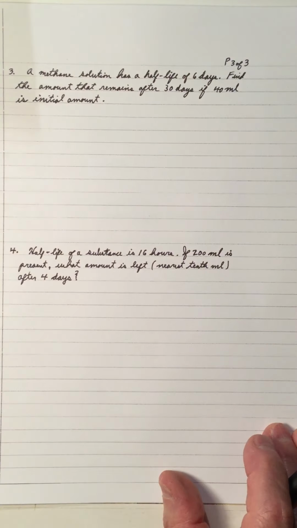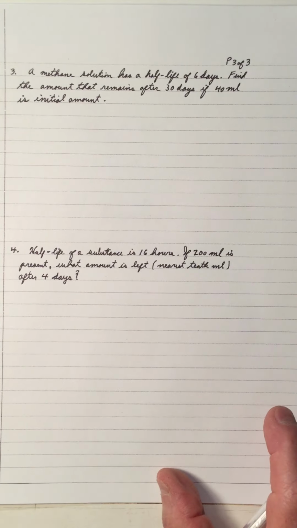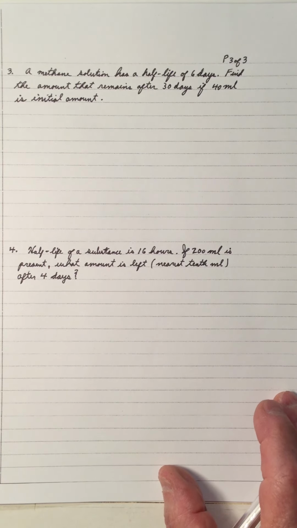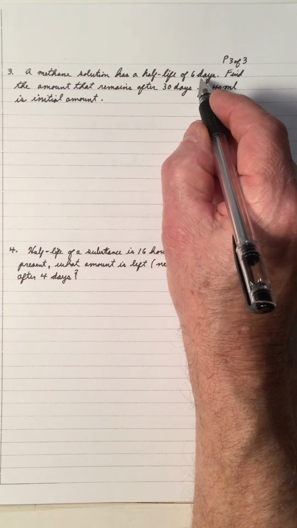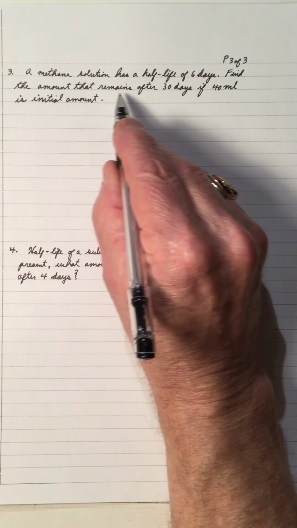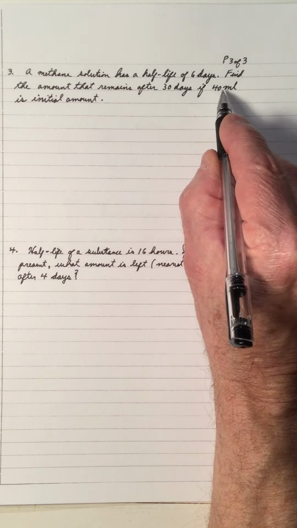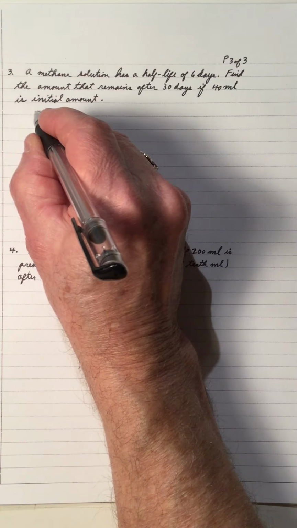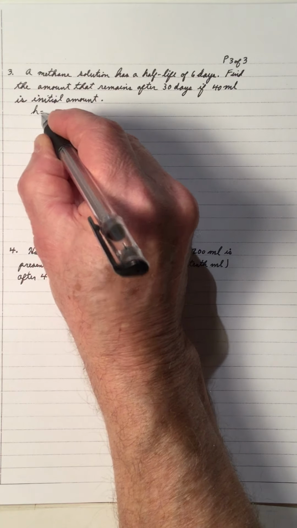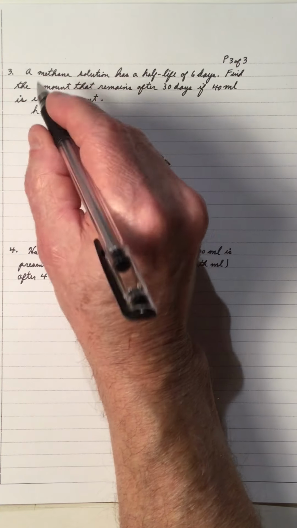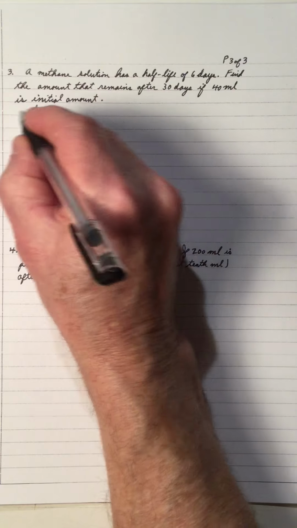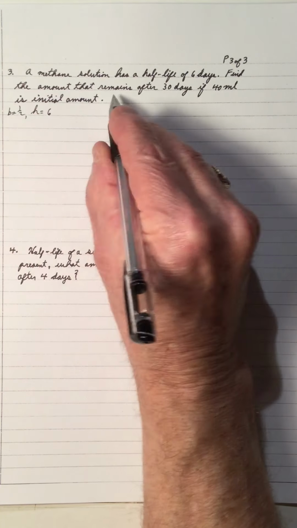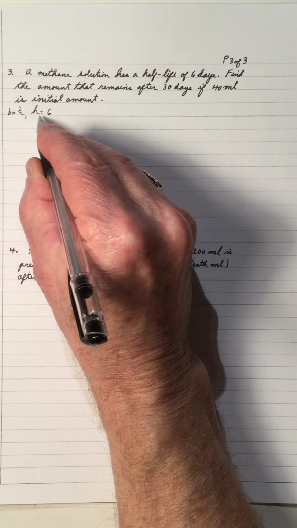Okay, let's continue. Don't forget to pause your video and work each of these out before I do. A methane solution has a half-life of 6 days. Find the amount that remains after 30 days if 40 milliliters is the initial amount. So the half-life, that means that H is 6. And it says half-life, so that means the base is 1/2. And the half-life time is six days.